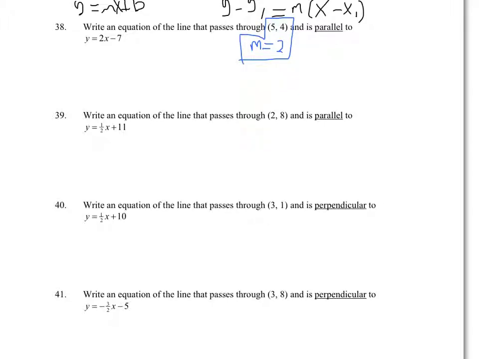Once you know that, you don't need this line anymore. Sometimes people get confused and they do something with that line. You really don't need that information anymore. We got what we wanted out of it, and now we don't need it. So (5, 4), slope is 2.